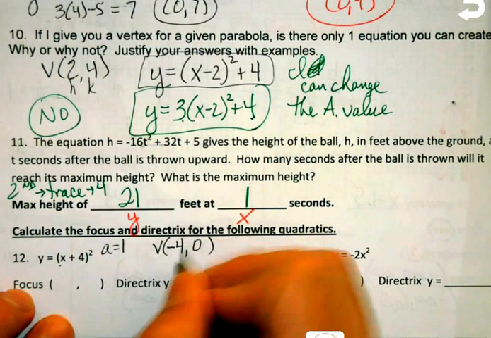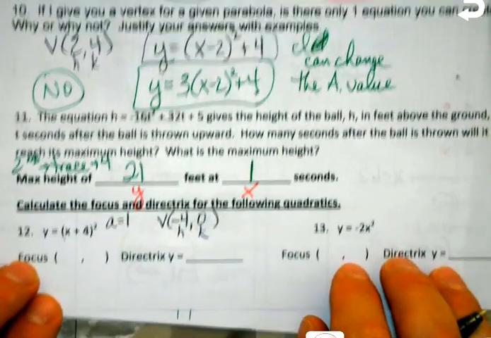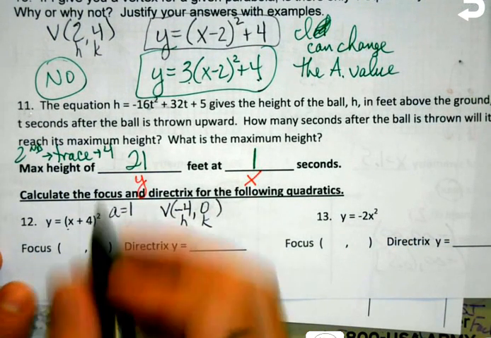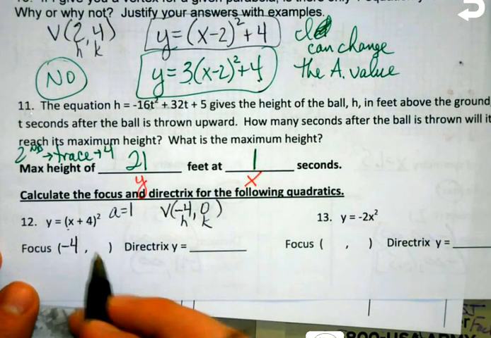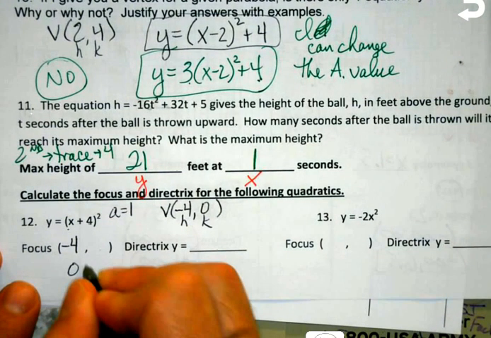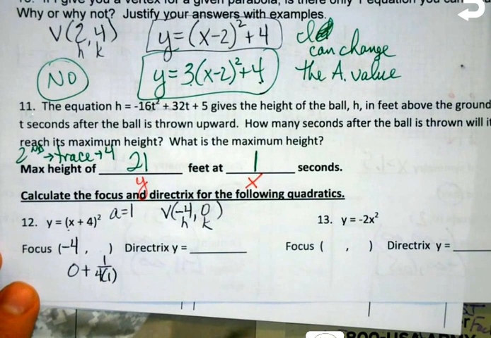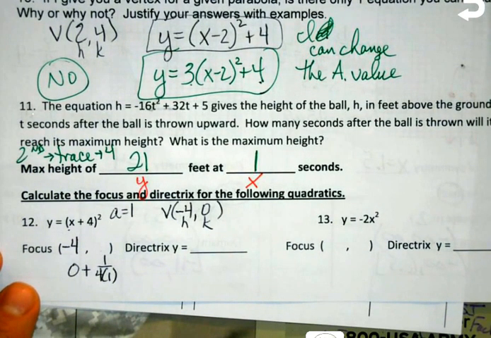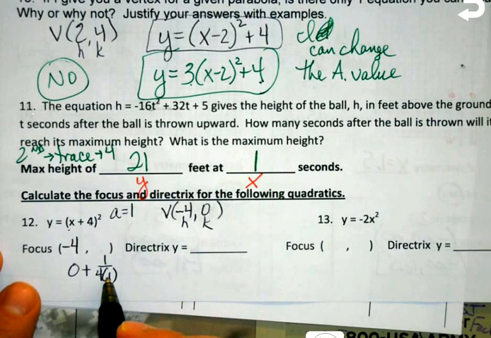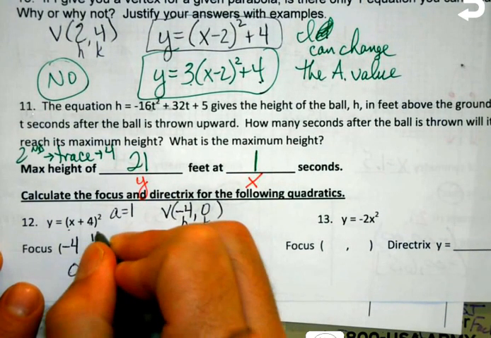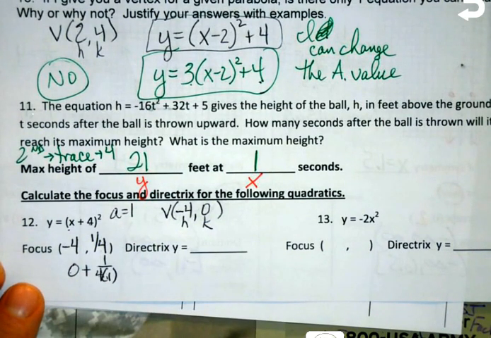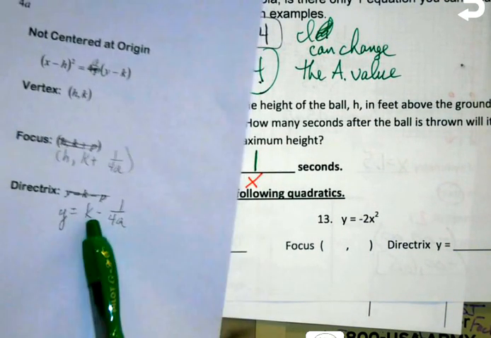Okay, so let's see here. Here's my H and K. So it's H, -4. Now this part is K plus 1 over 4A. I just plug it into the formula that I got on my sheet. And I look at that, I'm like, well, 4 times 1 is 4. So that's 1/4. 0 plus 1/4 is 1/4. And if you did it in the calculator and got 0.25, that's fine. Not a big deal. But again, I'm using the cheat sheet to help me.